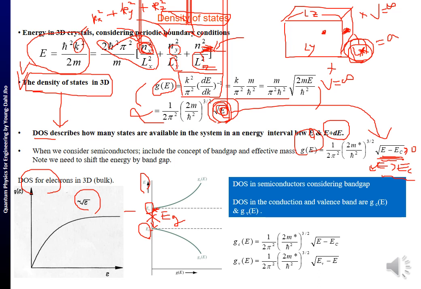And then if we apply that to semiconductor materials, then there is no energy state between conduction band and valence band. G, the density of state, is increasing from here with a square root E function. So square root of E minus EC is increasing like that.